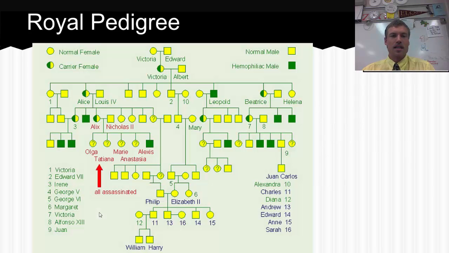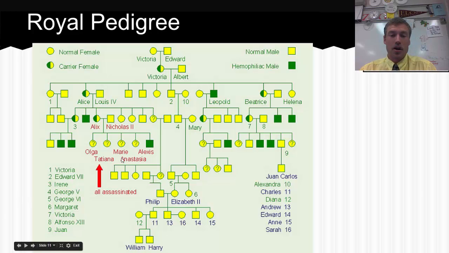So this is the famous royal pedigree. Particularly, it basically involves all of the royal families in Europe. So Victoria, Queen Victoria of England, was a carrier for hemophilia, and so she passed that along. And then because all the royal families tend to intermarry a little bit, it got spread out throughout the entirety of Europe. So kind of an interesting story, a good look at a real life example.